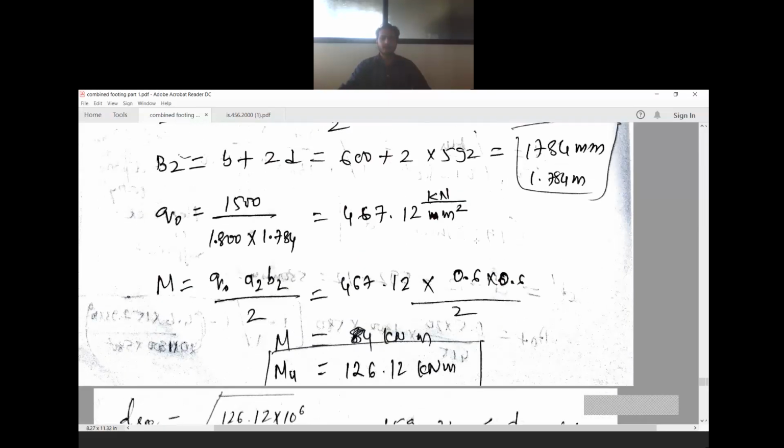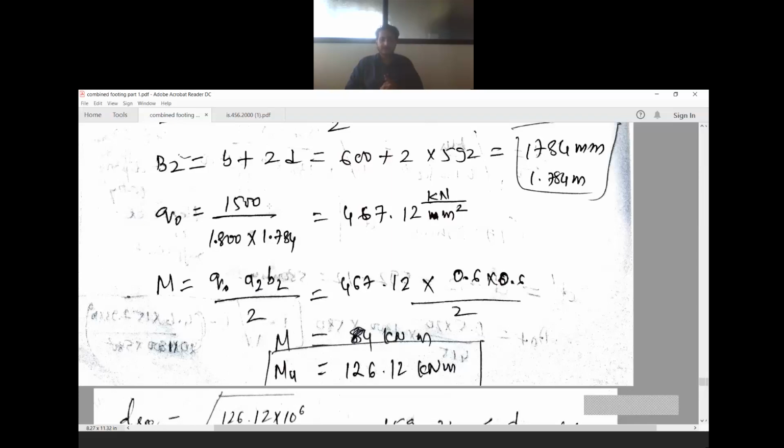So in this region we have to calculate the upward pressure. So what is the value of column load of column B? What is the load on column B? 1500 kilonewton. So divide by this area B2 into B. So B is 1.8, B2 is 1.78. So in the previous case we had considered B1. In that place we will substitute B2 here.